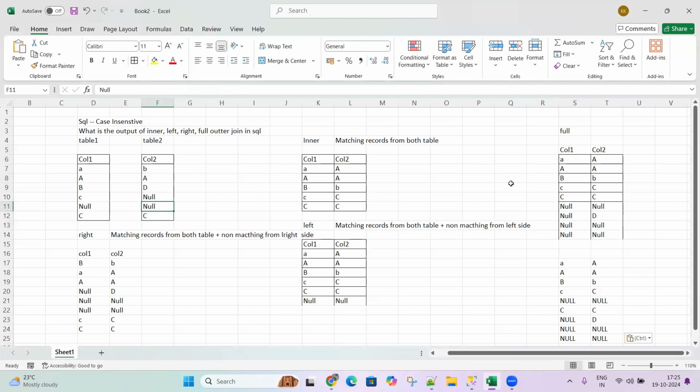I hope you understood in this video how to find the outputs while matching for inner, left, right, and full outer joins. In the next video, we will see the same scenario for PySpark, where PySpark is case sensitive. Since it's case sensitive, we won't be getting A matching with a, right? At that time, small a doesn't match with capital A. We'll see in the next video how that case will work. For this video, that's it. I hope you understood this video. Thank you.